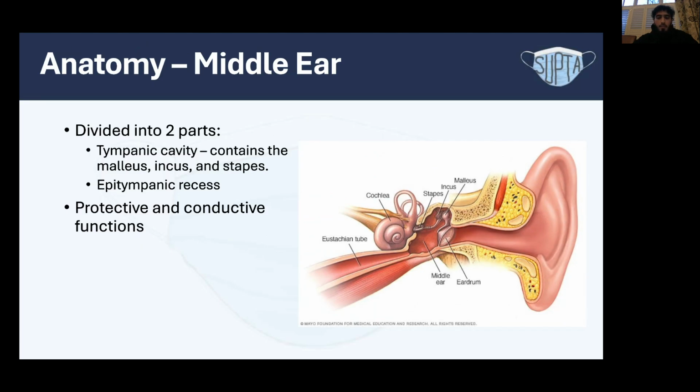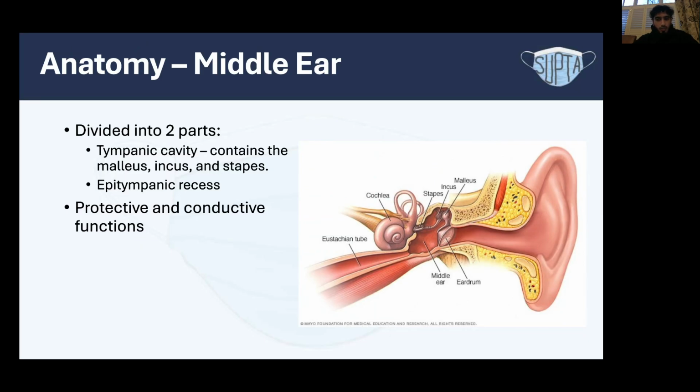The eustachian tube, again, like I mentioned, is a means of equalizing the pressure between the ambient pressure and the middle ear. It's a cartilaginous and bony tube, and it connects to the nasopharynx. It extends from the anterior wall of the middle ear in an anteromedial and inferior direction, opening onto the lateral wall of the nasopharynx.